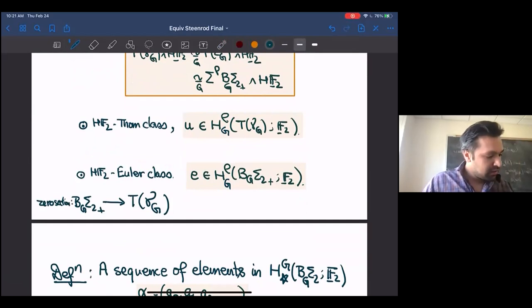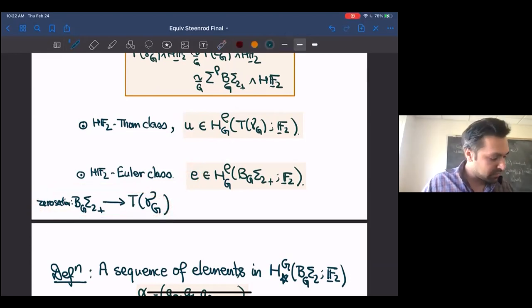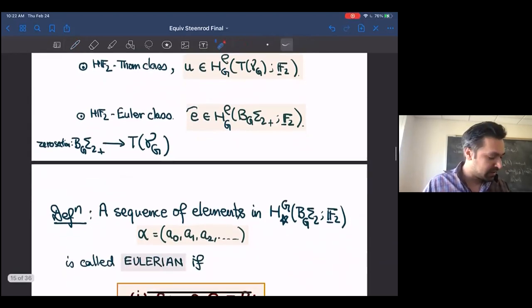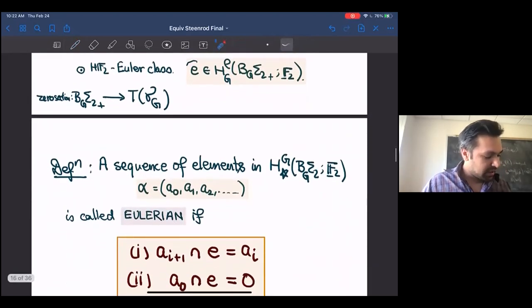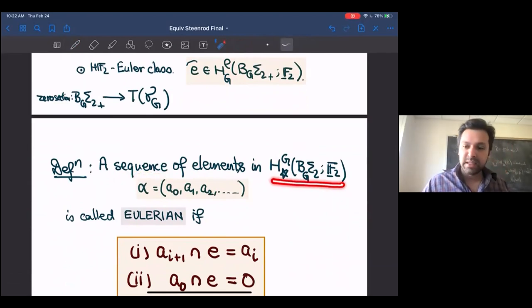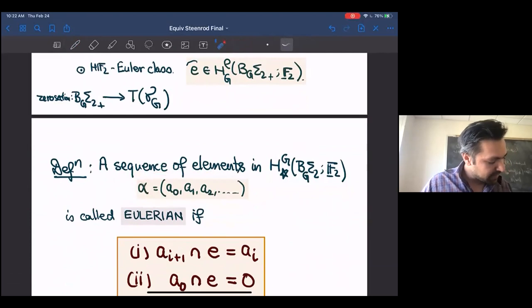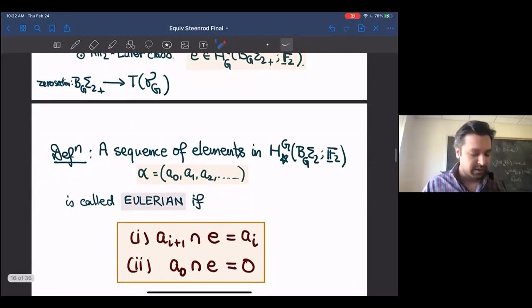And you can pull back the Thom class along this zero section to get this Euler class. So now we have the Euler class, and now I'm going to describe what an Eulerian sequence is. So what is an Eulerian sequence? Well, a sequence of elements in the G-equivariant homology of BG sigma 2, which is a bunch of elements. I'm denoting this sequence by alpha, which consists of A0, A1, A2, and so on. It is called Eulerian if it satisfies two properties.